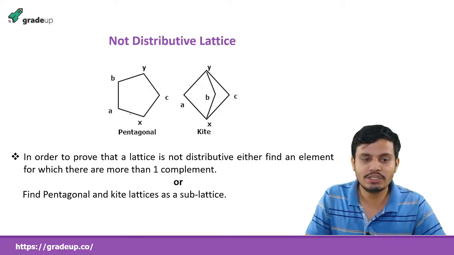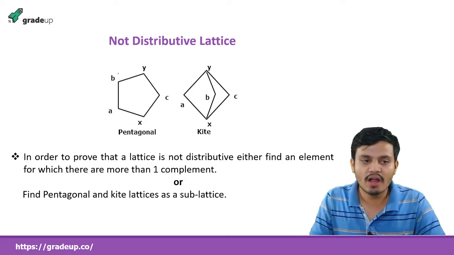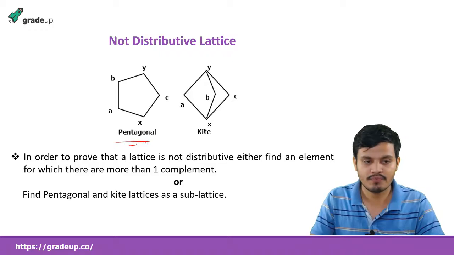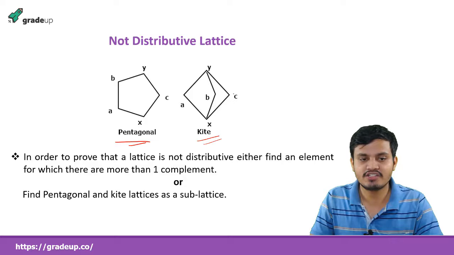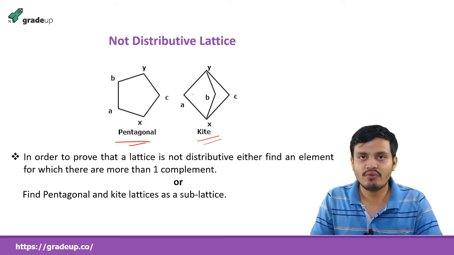Now we are seeing two examples that are not distributive lattices, this one and this one. This one is known as the pentagonal lattice, just a name sometimes used, and this is the kite shape lattice because it is kite shaped, and this is pentagonal.